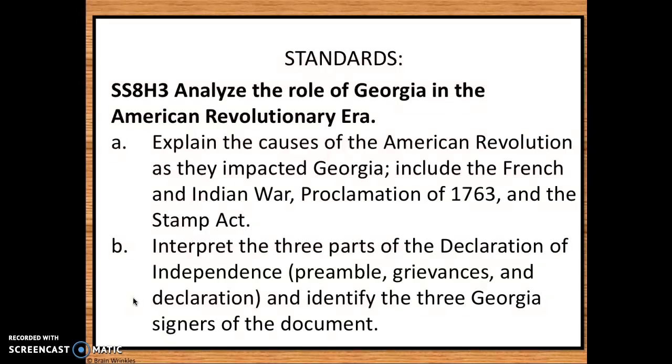Previously, you have watched videos that talked about the Boston Tea Party and why that was important. Although that is not a part of Georgia history, it is important that we know. We've already discussed some primary documents as it relates to why England and the colonies were so upset. So now it's time to delve into the actual causes of the American Revolution and how those causes impacted the state of Georgia.